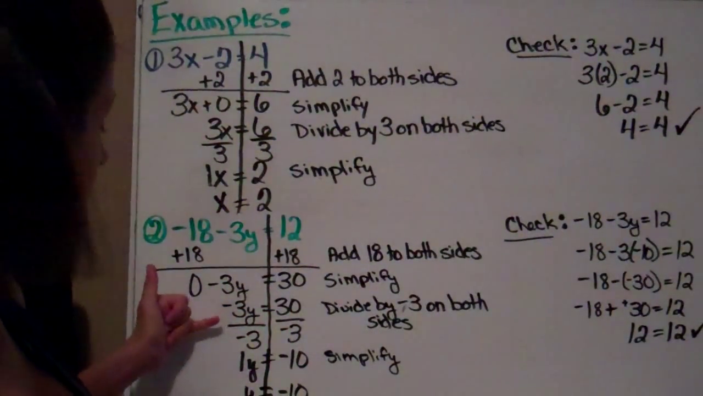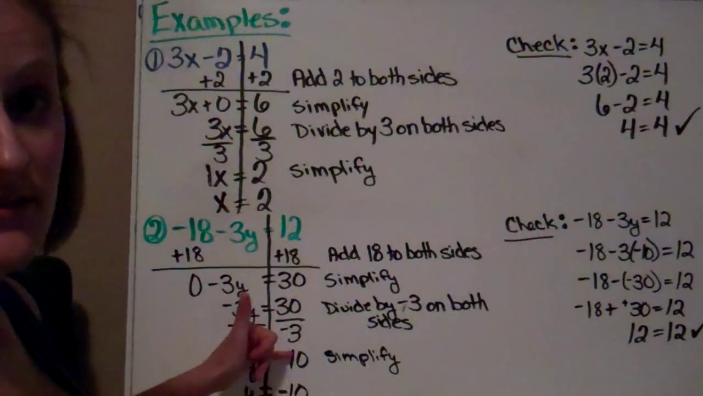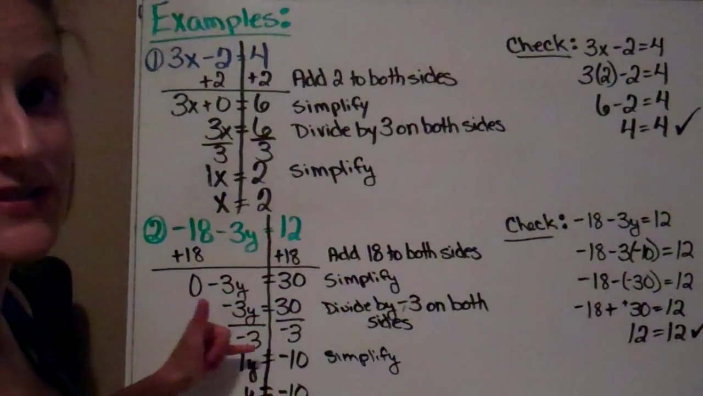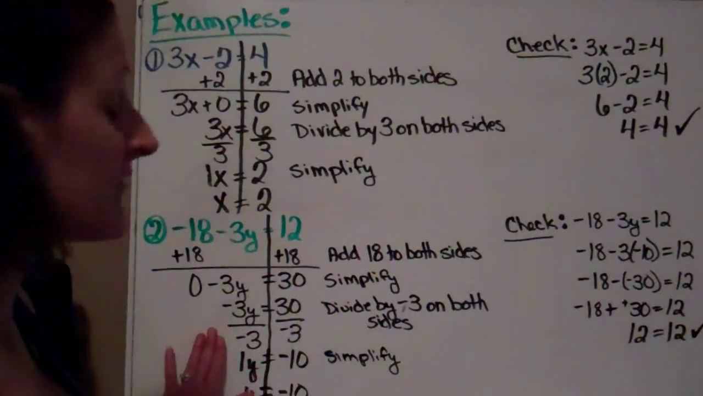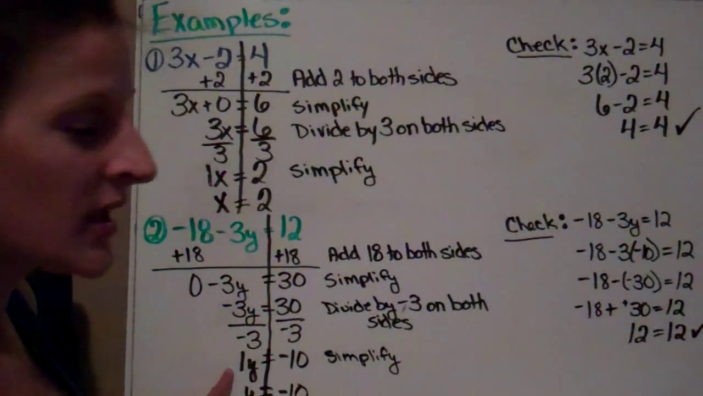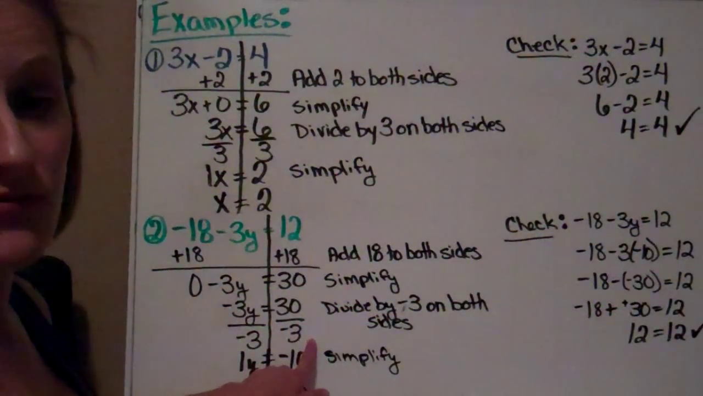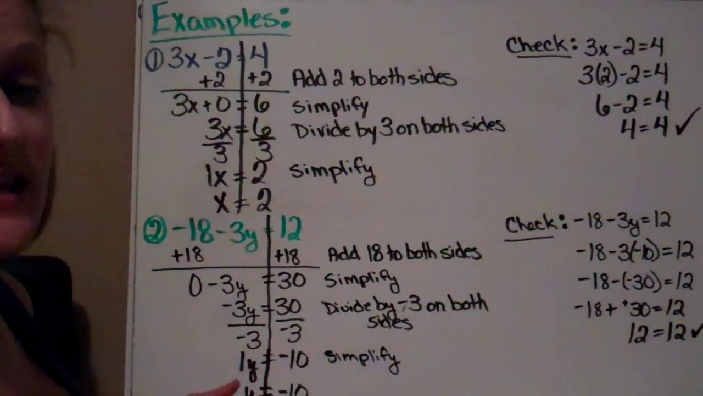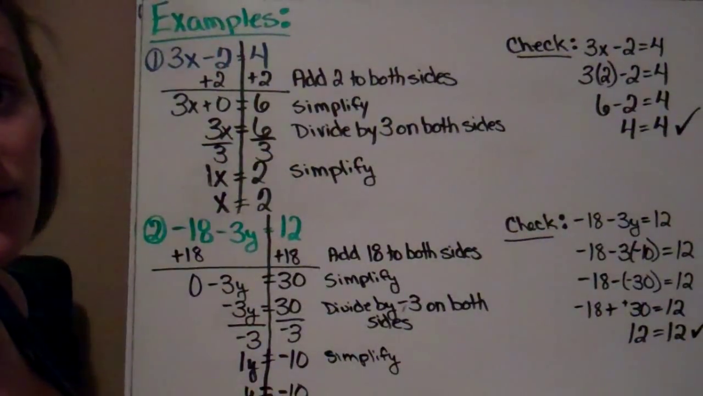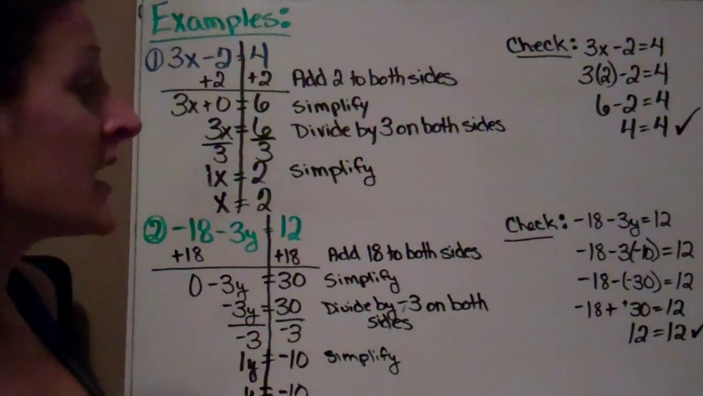Now I need to get rid of the negative 3 and put it onto the other side. To move it, I need to divide each side by negative 3. So negative 3y divided by negative 3 is 1y. And 30 divided by negative 3 is negative 10. So I have 1y equals negative 10. And that's the same thing as writing y equals negative 10. Here's my answer. Now I'm not done.